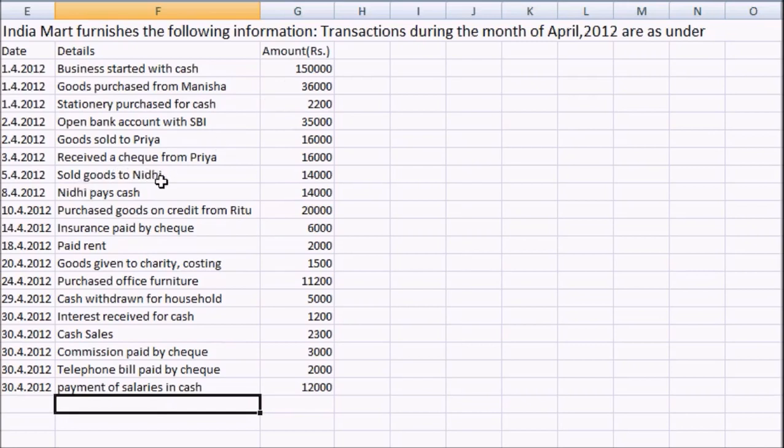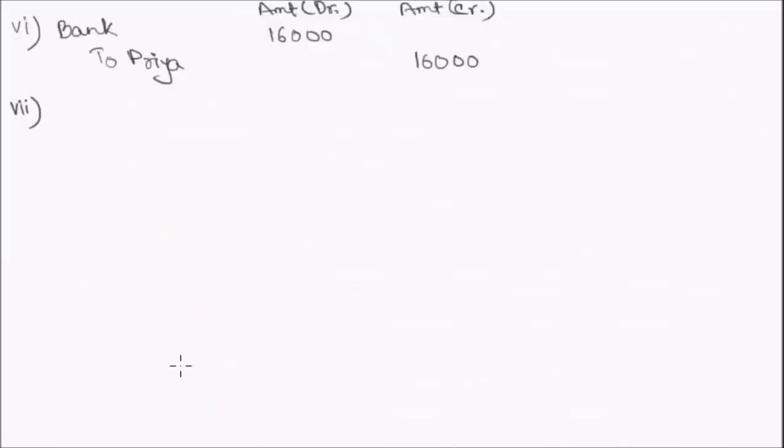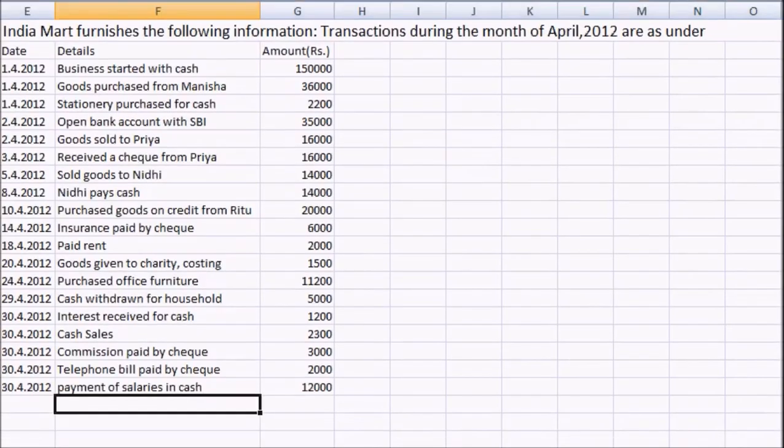Sold goods to Nidhi. It's again sales account and Nidhi account. So sales account, as it is a part of revenue, would be credited, and Nidhi account would be debited. The amount is 14,000.